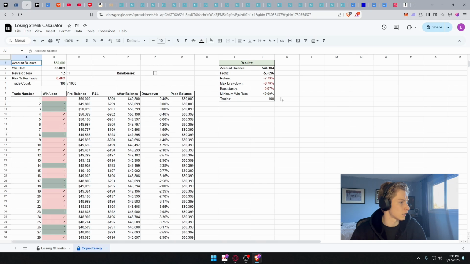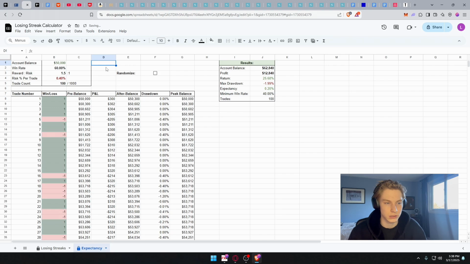Hopefully you can see that. Account balance 50K, so we're assuming a 50K account. Let's say you backtested and you have a 60% win rate. I think that's pretty standard for anyone who's at least a few months into backtesting. Okay, risk to reward.